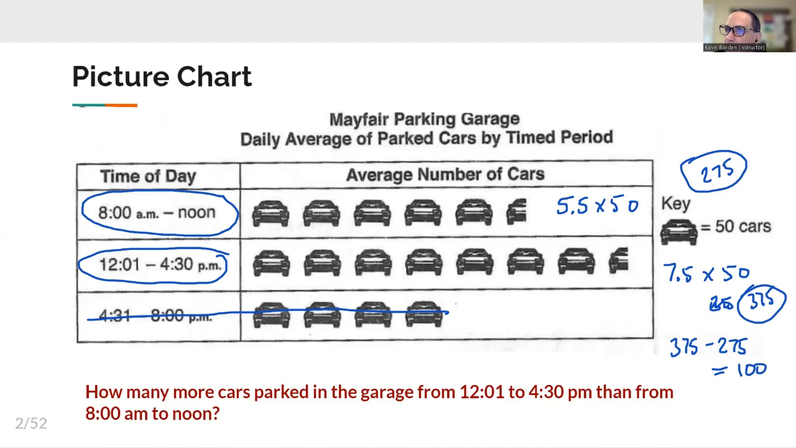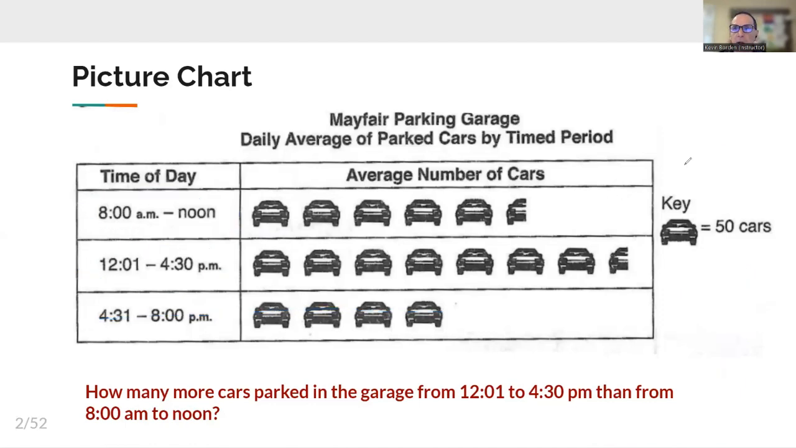Now, if you looked at this and you said, well, I don't know why you just did all that work, because I can see that there's two more cars here. There's half a car, there's a full car, and there's another half a car that's missing here. So there's two more cars here. 2 times 50 is 100. That's a quicker way to do that. You'd be absolutely right. There's nothing wrong with that math. But I just wanted to talk about both methods. All right, that's how you use a picture chart.